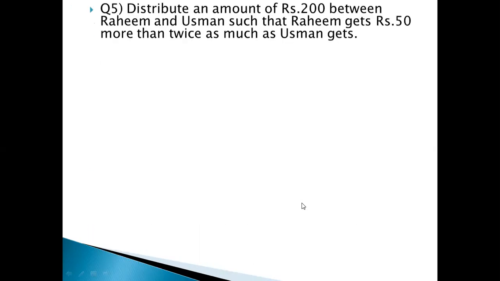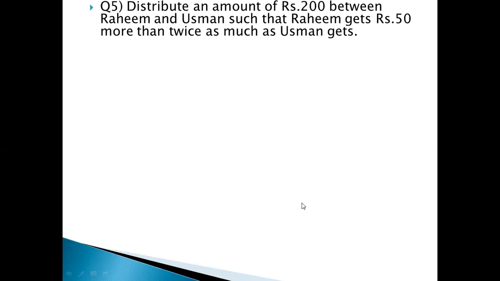Question number 5. Question number 4, you do it by yourself. 2 and 4, you do it by yourself. So question number 5 is: distributing an amount of rupees 200 between Rehan and Usman, such that Rehan gets rupees 50 more than twice as much as Usman gets. They are saying that the total rupees are 200.